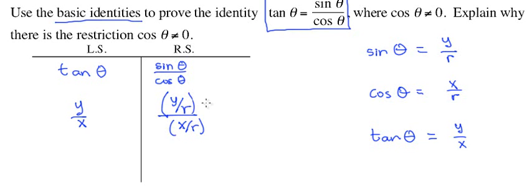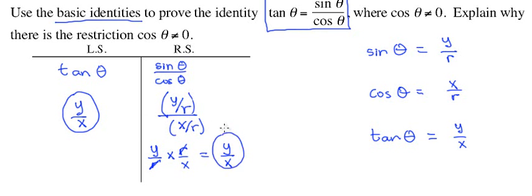And now look what happens when we simplify this. This is y over r times the reciprocal of the denominator, so we get r over x. The r's cancel out, and there you are. Tangent gives you the same result as doing sine divided by cosine.